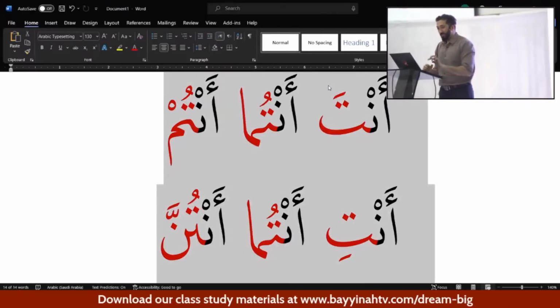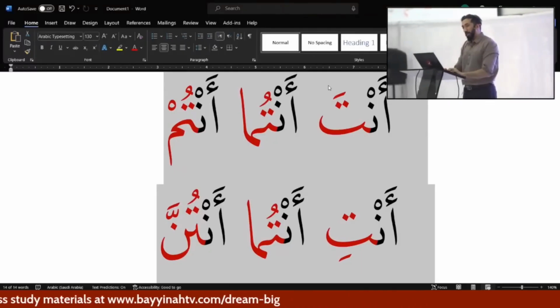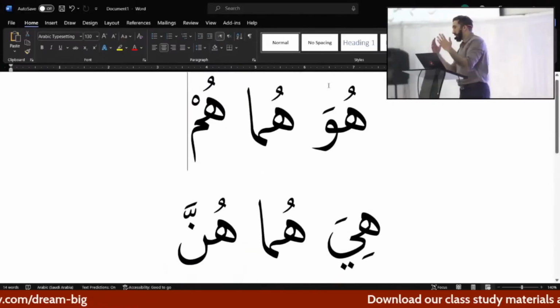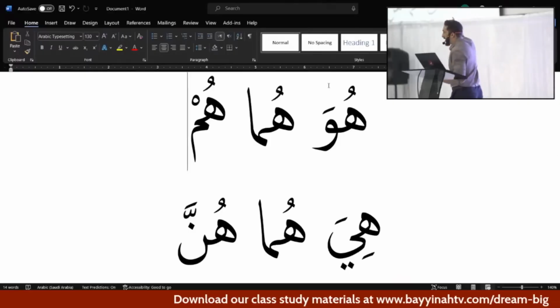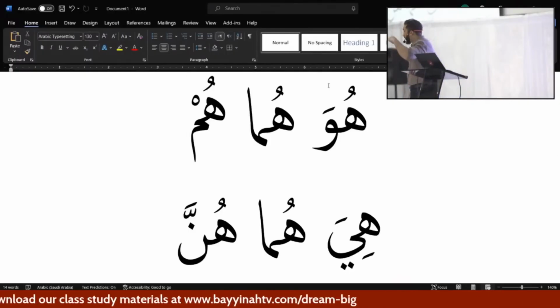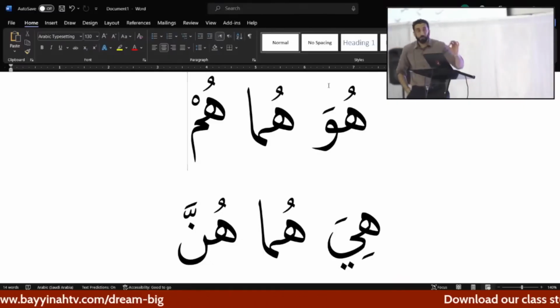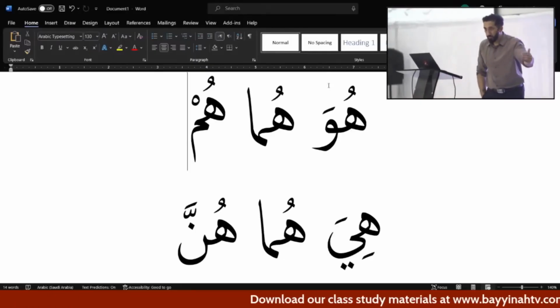Okay. Now watch this. Before I kept calling them cousins. We should give them a real name. How did I name these guys? What do I call these guys? Independent pronouns. Now I'll give those guys a name. Their name is attached pronouns. What's their name? Attached pronouns. So independent pronouns and attached pronouns.